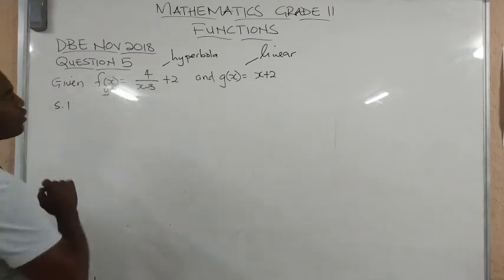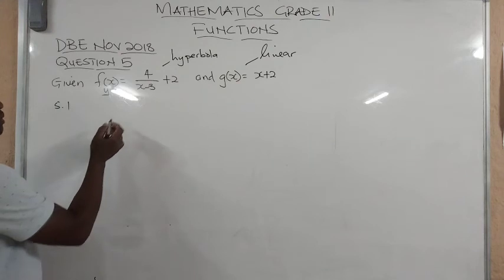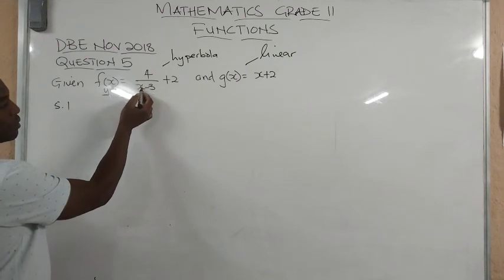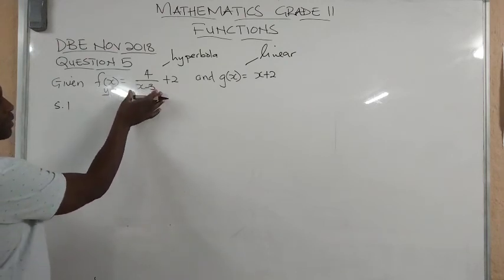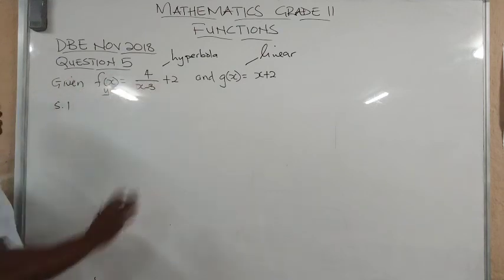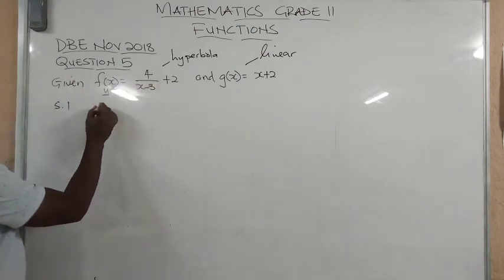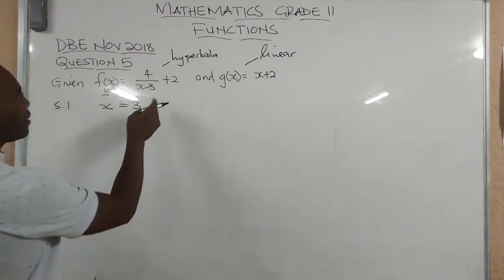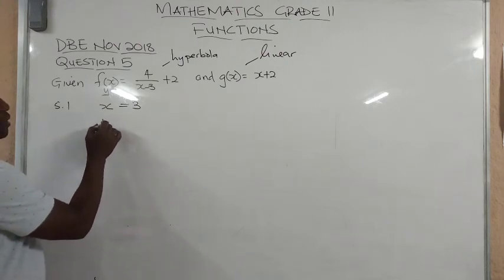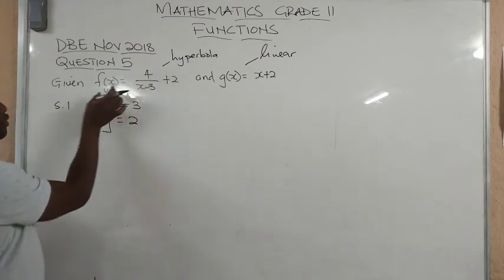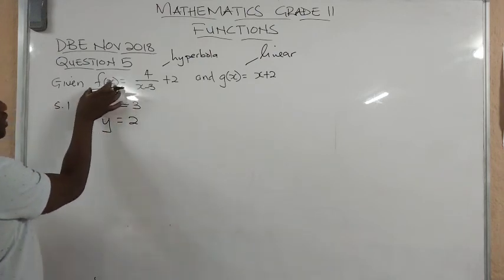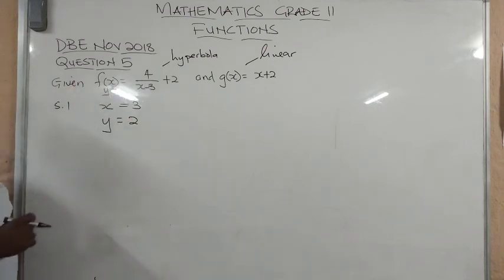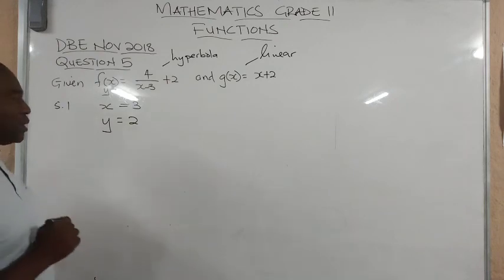So the equations of the asymptotes of f, we have two equations. The vertical asymptote, we can see that if x becomes 3 here, this denominator becomes 0. That means the whole function becomes undefined. So we have a vertical asymptote where x is equal to 3. And then we also have a horizontal asymptote where y is equal to 2, because the fraction part can never be 0, so f of x can never take the value 2.